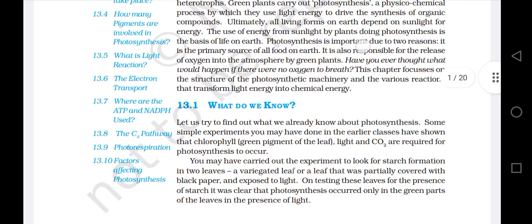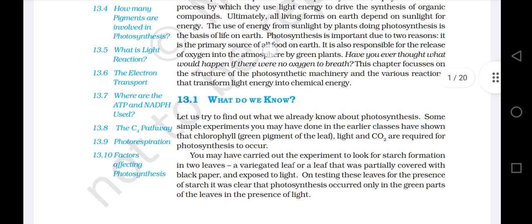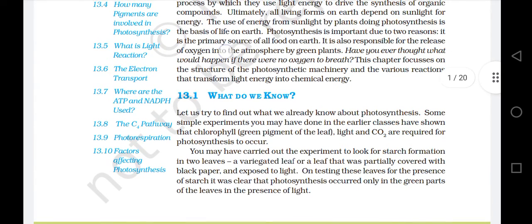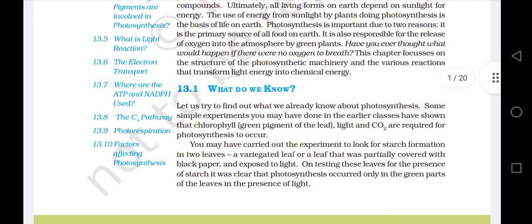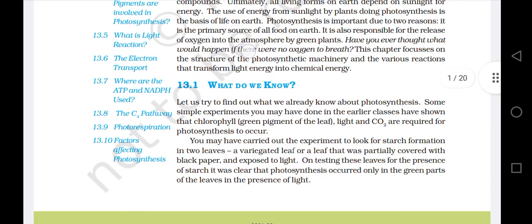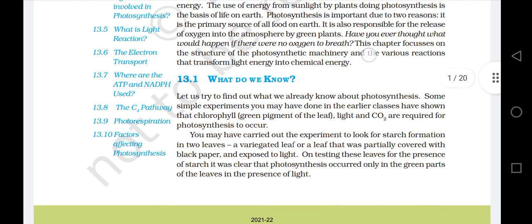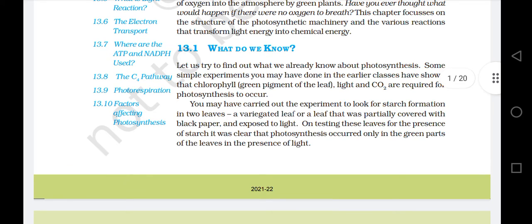Photosynthesis is important due to two reasons. It is the primary source of all food on Earth. It is also responsible for the release of oxygen into the atmosphere by green plants. Have you ever thought what would happen if there were no oxygen to breathe? This chapter focuses on the structure of the photosynthetic machinery and the various reactions that transform light energy into chemical energy.